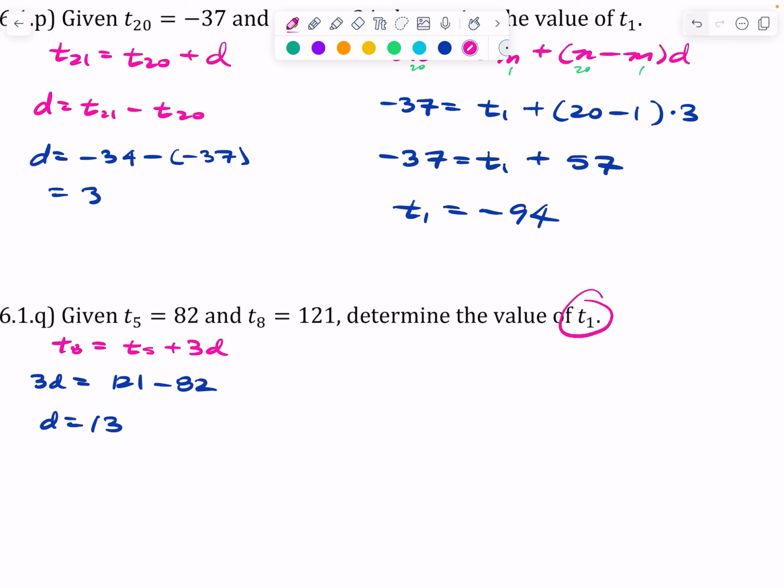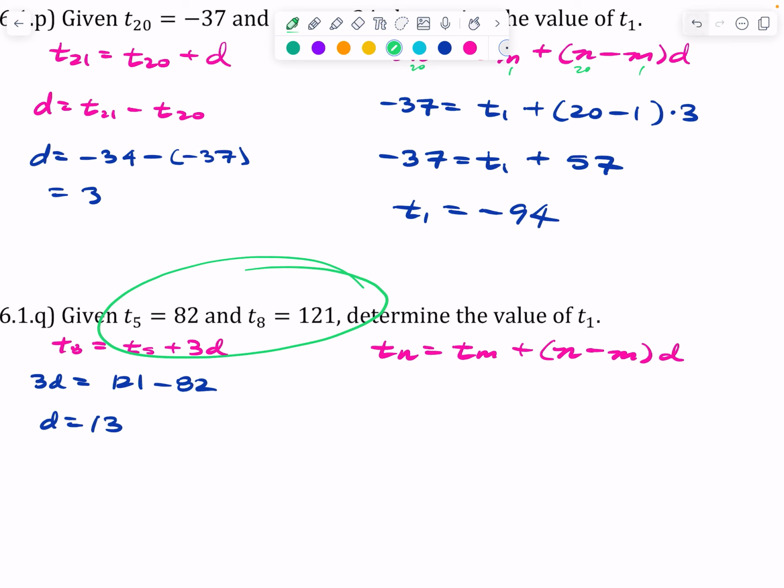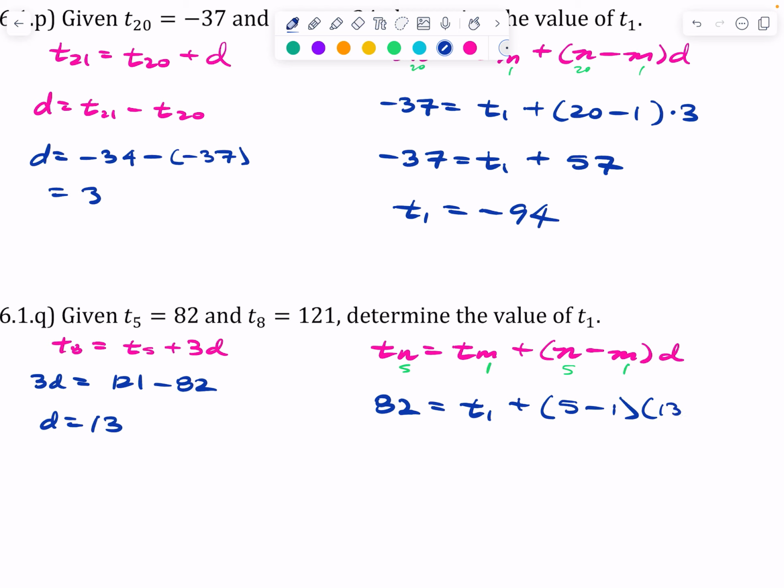We again need term 1. So I'm starting with this formula just to give myself a basis from which to proceed. And I can use either of these terms. It doesn't really matter if you're using term 5 or term 8 here. I'm going to use term 5. So all my n's will be 5. I need term 1, so I'm just going to replace all the m's with 1's. Term 5 is 82. Term 1, we don't know. And then 5 minus 1 times the difference of 13.